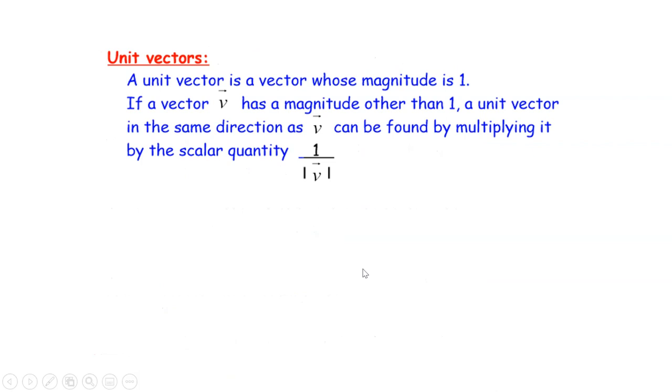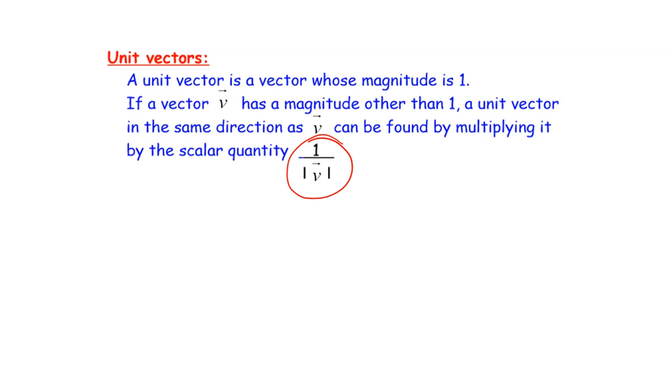What's a unit vector? A unit vector is a vector whose magnitude is 1. Not all vectors have a magnitude of 1, but sometimes you need to be talking in terms of a unit vector. The easy way to take any vector and make it into a unit vector is by multiplying it by this scalar quantity right here, 1 over the length of the vector.